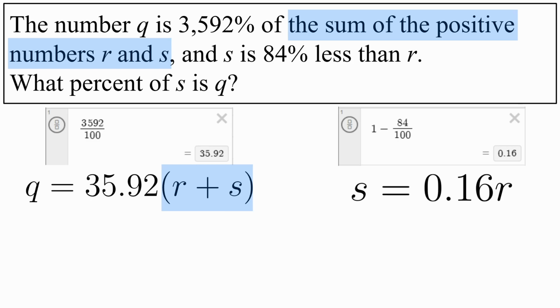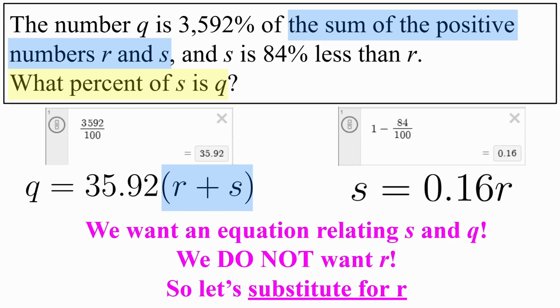Now we got to come up with a game plan. It says what percent of S is Q? It wants an equation relating S and Q. So which letter is the odd man out? Which letter do we not want? We do not want R. So we're going to substitute for R. Now, specifically, we can't substitute for R using the first equation because there's too many letters in that one. Maybe we could, but it would just make the problem a lot harder. I think definitely it's going to be way easier if we substitute using the equation on the right because there's a lot less going on in that one.